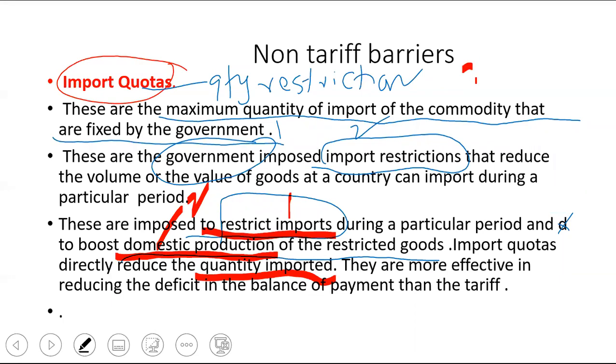Example, government says that 2 kilo of gold can be imported by a jeweler. So 2 kilo के आगे 0.01 भी नहीं आएगा. It is a known fact. Similarly, government says you can import 500 tons of cement, so वो 500 ton के ऊपर एक point भी नहीं जाएगा. These are more effective in reducing the deficit in the balance of payment. You know, whether it is tariff or quota, we are using this basically to reduce the balance of payment deficit. I'm repeating, try to understand what is deficit in BOP.